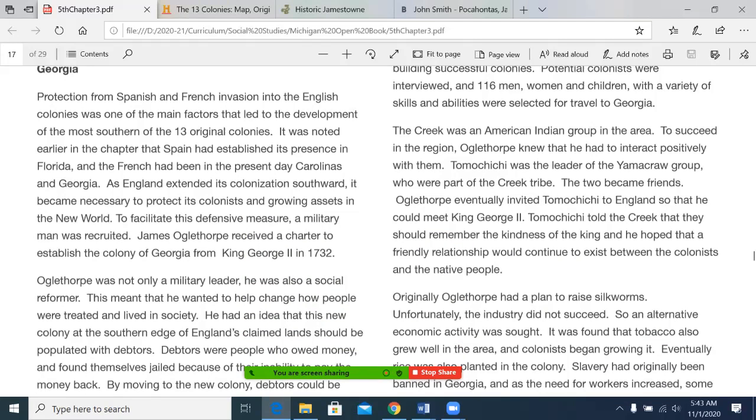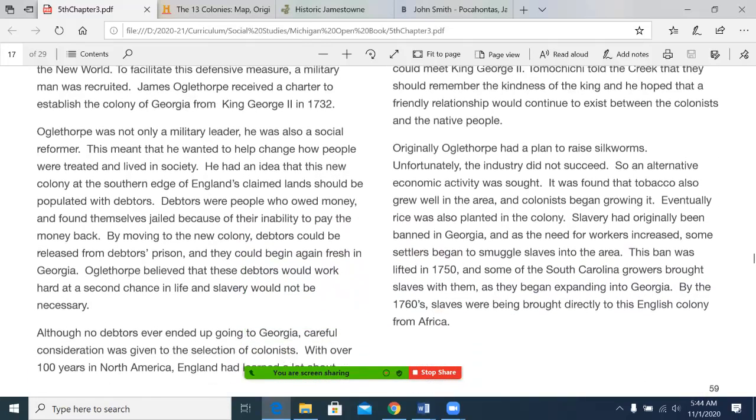To succeed in the region, Oglethorpe knew that he had to interact positively with them. Tomochichi was the leader of the Yamakra group, who were part of the Creek tribe. The two became friends. Oglethorpe eventually invited Tomochichi to England so that he could meet King George II. Tomochichi told the Creek that they should remember the kindness of the king, and he hoped that a friendly relationship would continue to exist between the colonists and the native people.